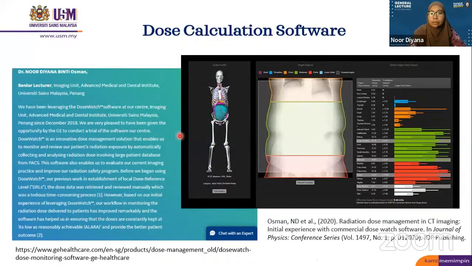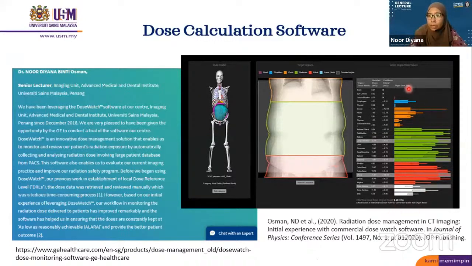Okay, so this is the platform of the software. It uses a Duke model. And then we can also calculate dose to the fetus. For example, in this, it gives us the dose to the fetus. And then it can also give us the organ dose.